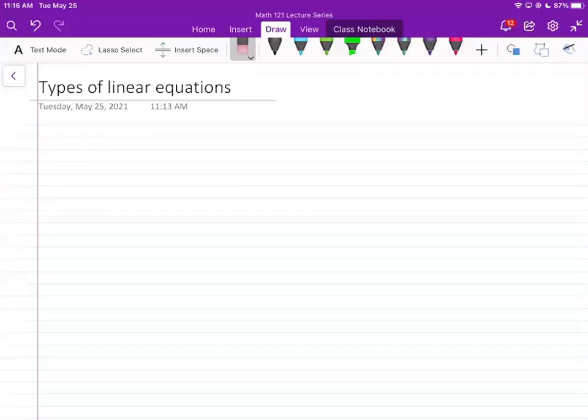In this video, we will be looking at types of linear equations and how to solve them. When solving linear equations, there are three possibilities for their outcome. The first possibility is called an identity, where any solution will work. The way you identify these is you end up with something that is always true, such as 5 equals 5.